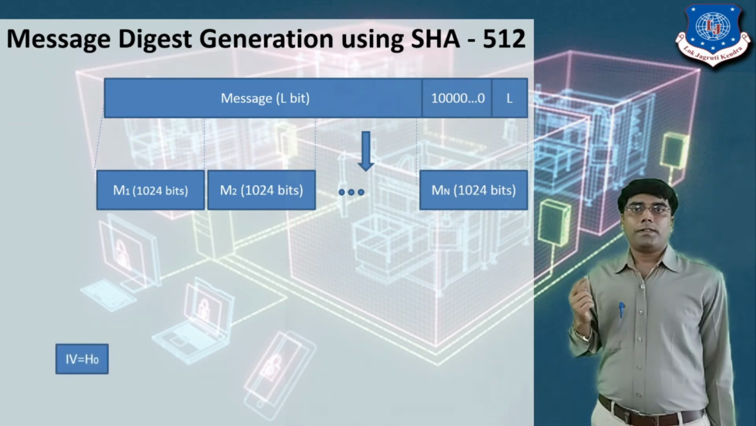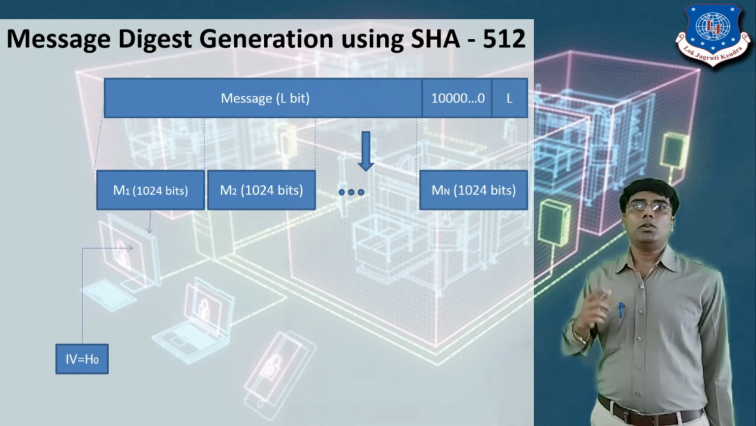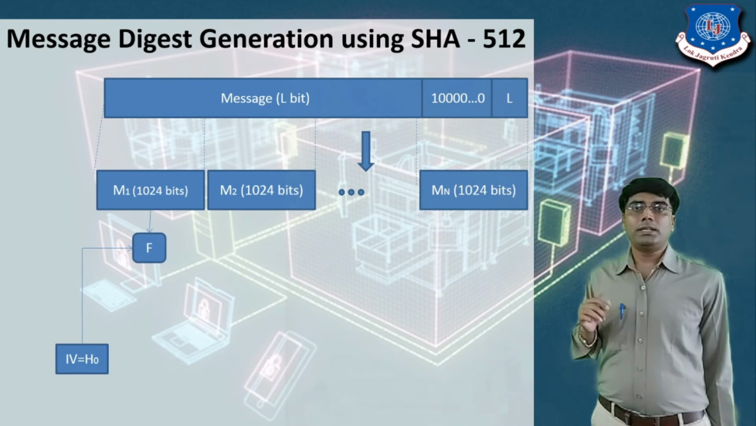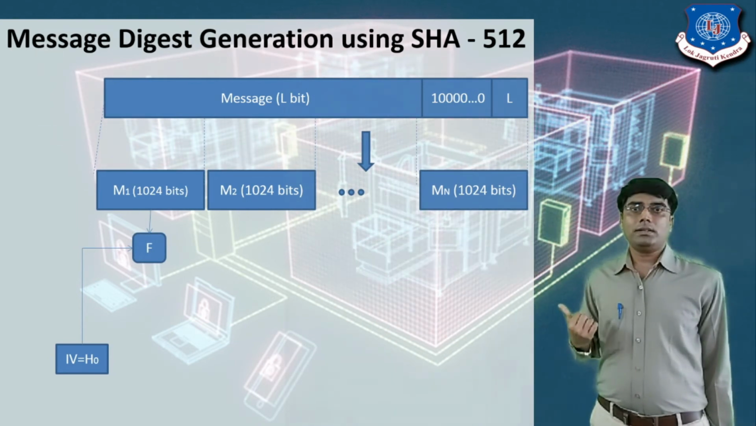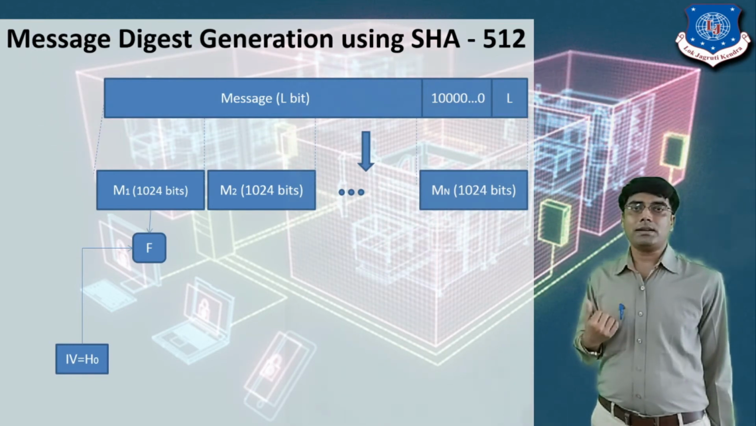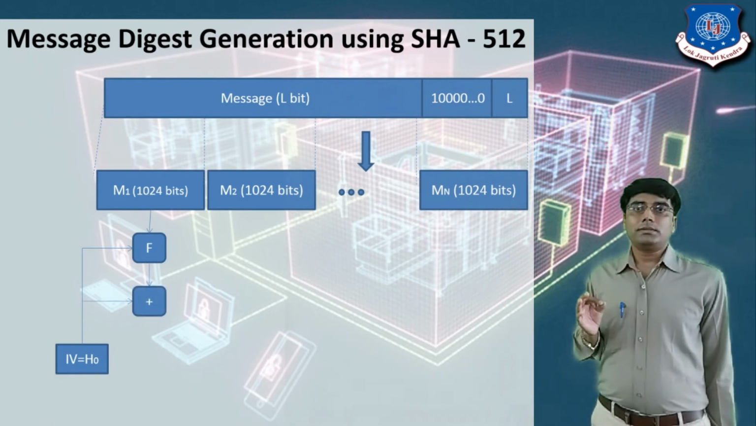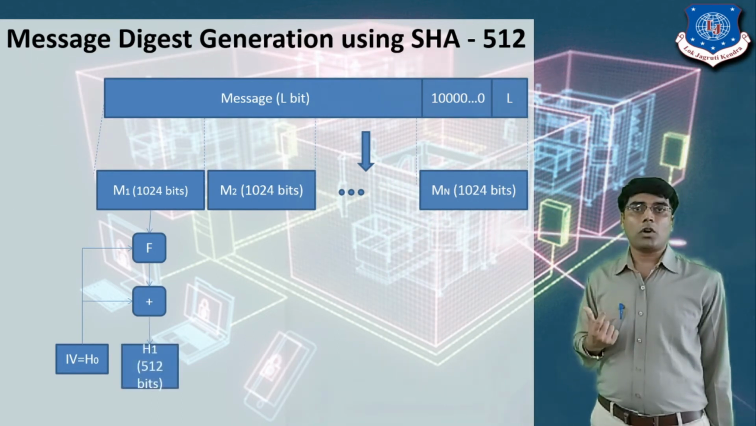Now here the first block is M1 and its size is 1024 bits. So we apply the first 1024-bit block in the function, with another input, the initialization vector, which is called the buffer, and the buffer is represented as H0. Then after applying the addition, it generates the hash code of the first block, represented as H1, and the size of the hash code is 512 bits.